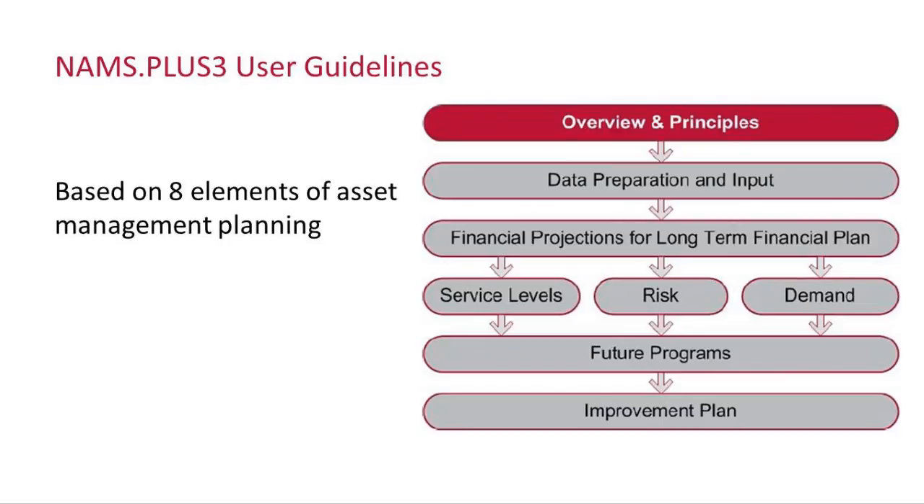The NAMS.PLUS3 guidelines have been rewritten to recognise the 8 elements of asset management planning. They are overview and principles, data preparation and input, financial projections for the long-term financial plan, service levels, risk, demand, future programs, and improvement plan. The guidelines include 16 appendices providing more detail on asset management planning.